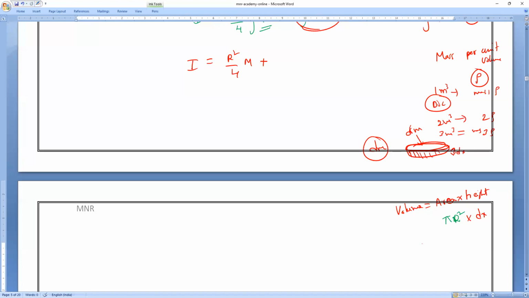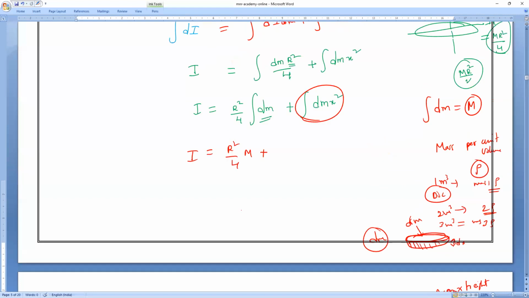So the volume of the disk is pi r square into dx. 1 cubic meter volume, one rho; 2 cubic meters volume, 2 rho. Then this much pi r square dx volume, what is the mass of it? Pi r square dx into rho. That is the mass of the volume. Am I right or wrong, guys?